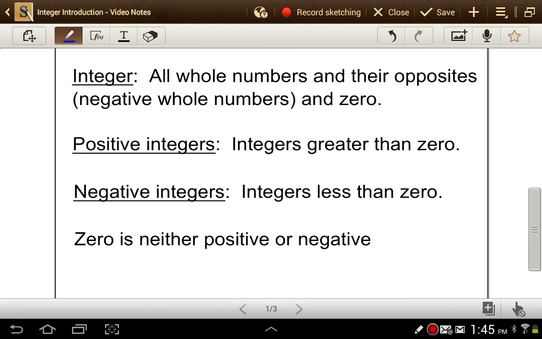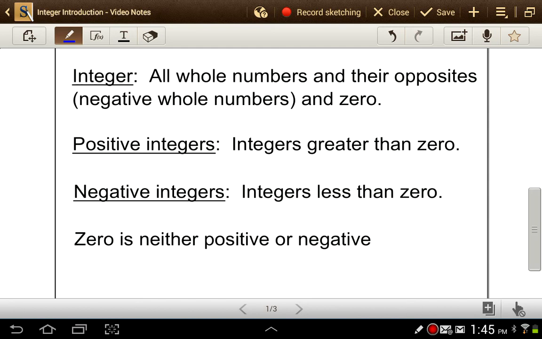Here's our definition. What is an integer? An integer is all whole numbers and their opposites. What do I mean by opposites? I mean negative whole numbers, and 0. The next definition is positive integer.